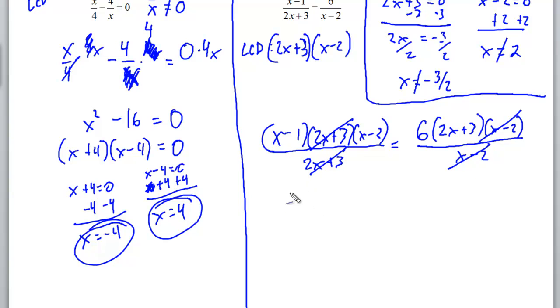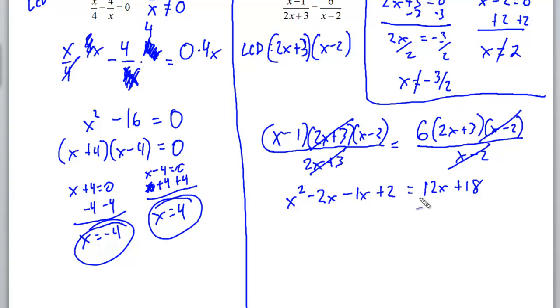So now what I have over here is x minus 1, x minus 2, which I can FOIL now. So I'm going to go x squared minus 2x minus 1x, and I'll leave that there since I'm not at my final answer, plus 2. And here I'll distribute the 6, so this is 12x plus 18.